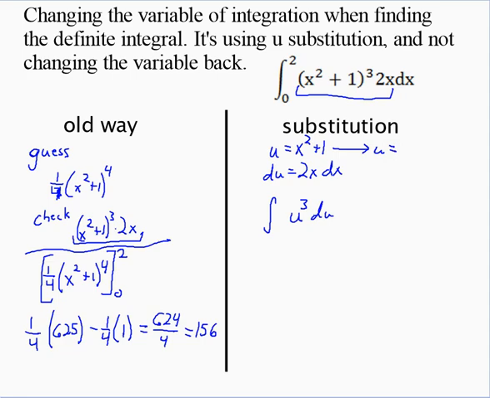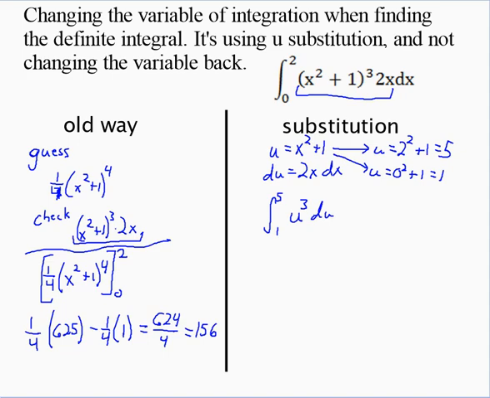So u, for that upper bound there, will be 2 squared, x squared plus 1, which gives us 5. So that's our new upper index. And then putting in our lower one here, obviously 0 squared plus 1 is 1. And so our lower will be 1. We won't need to now resubstitute this back in at the end because we changed our variable here.